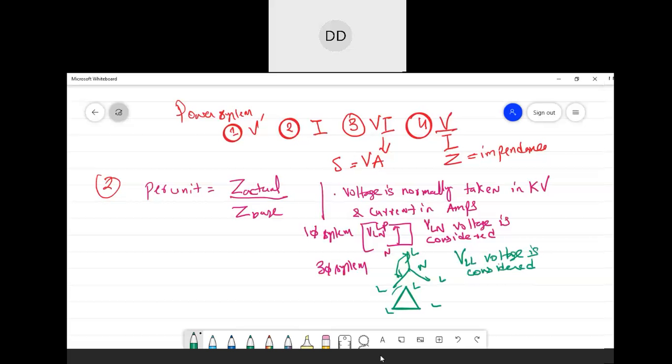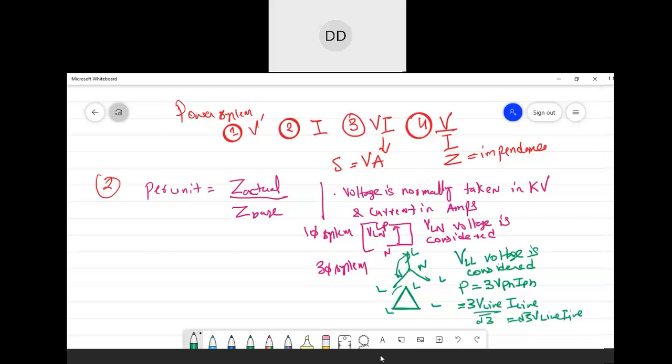Again, one more important point is that power in three phase would be V phase, I phase. Now if you have to express it in line quantities, suppose you have taken the star connection. In star connection, your V phase is equal to V line divided by root 3, whereas your I phase is equal to I line. So the power would be root 3 V line, I line.